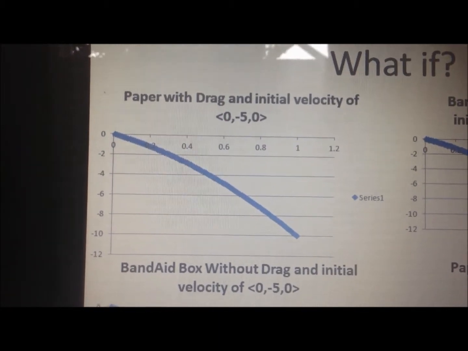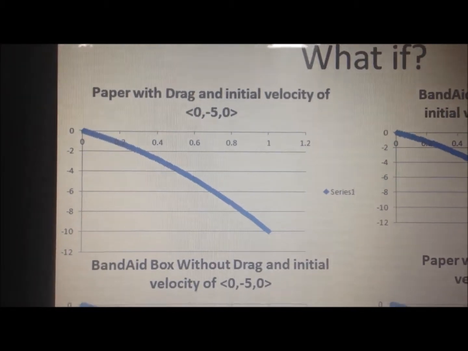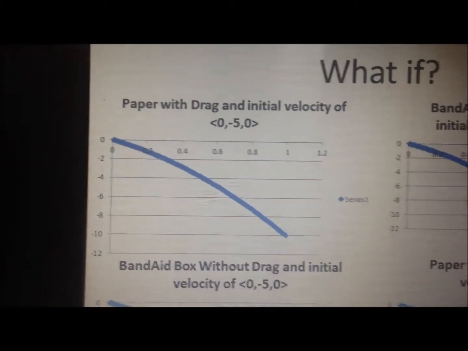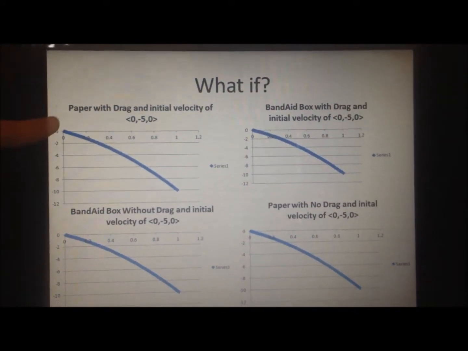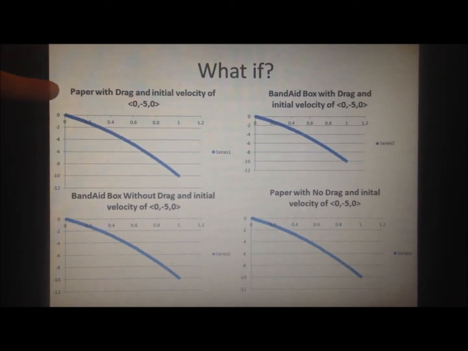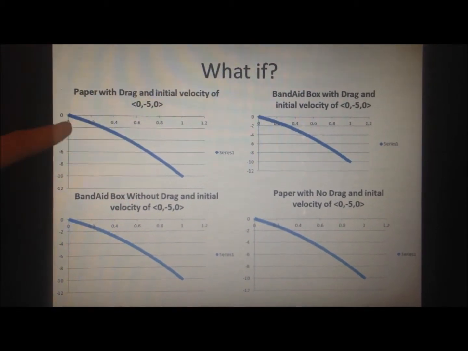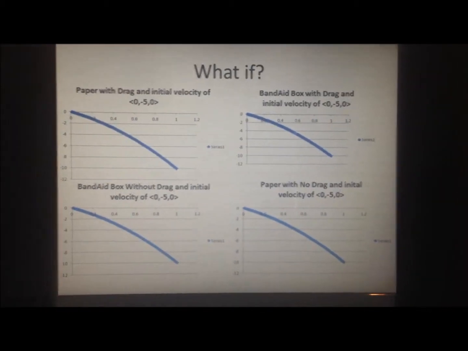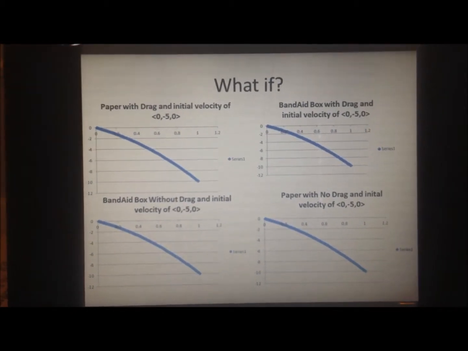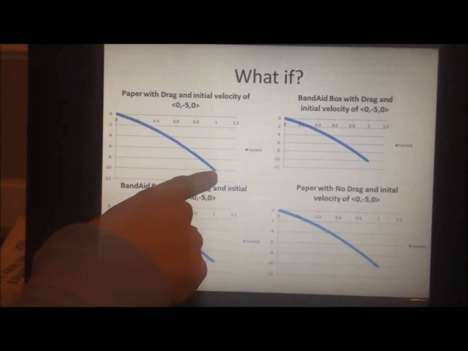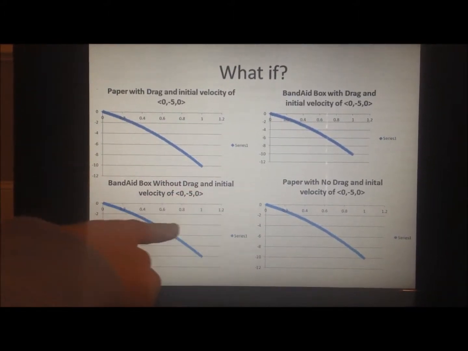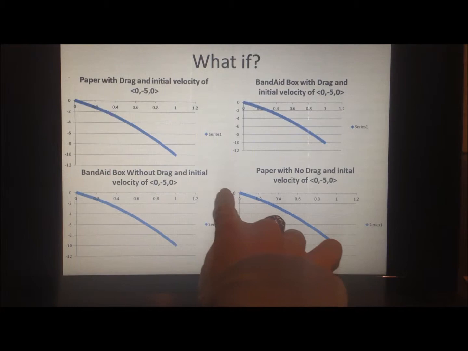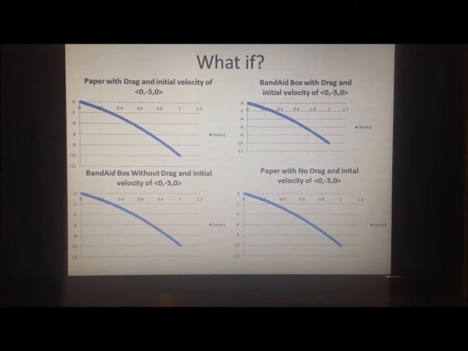As you can see, I have two of these, one with drag and one without drag. My slowly moving object, the paper, with drag and the initial velocity, you can see as it falls here, and then it reaches its terminal velocity quicker because it has initial velocity. If you look at it with no drag and initial velocity, you can see that it still continues to increase instead of reaching its terminal velocity.